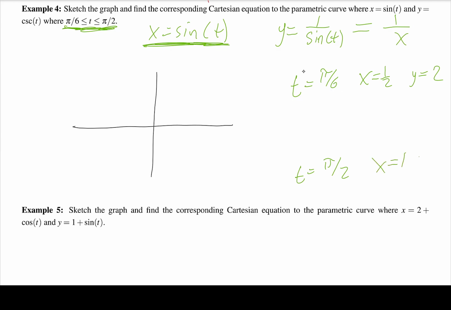So this is going to be x equals 1, y equals 1. So x equals 1/2, y equals 2. Let's see if this is 1, 1, 2. Then that would be right about here. And then t equals pi over 2, that would be here. And so really we're just kind of concerned with this part of the curve right here. And we've already gotten the direction, which is that it moves like this.